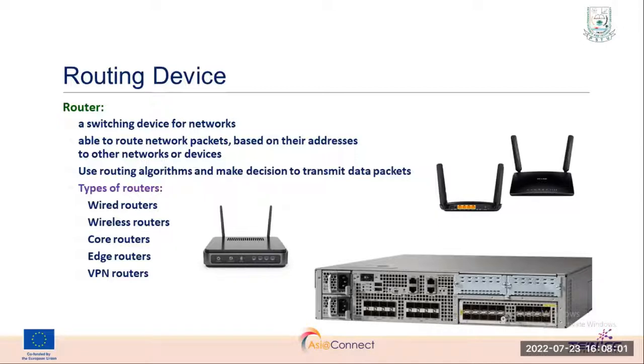There are different types of routers out there: wired routers and wireless routers. Wired routers are connected with a wired medium, where incoming and outgoing signals are transmitted. There are some wireless routers whose function is to receive and send signals via wireless mediums.